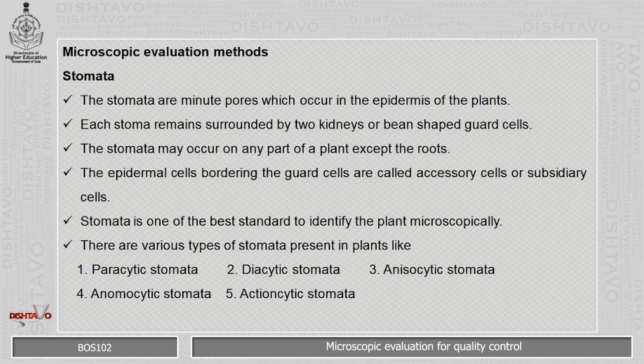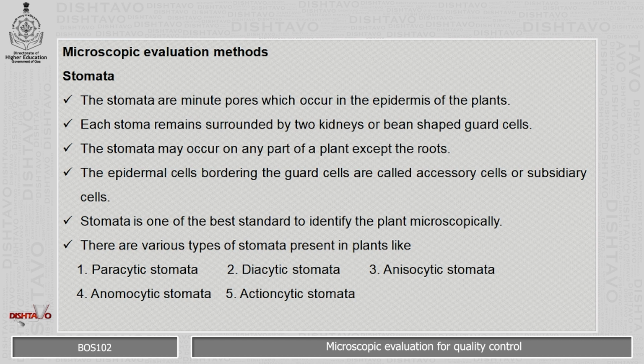That is, the stomata mostly occur on the aerial parts of the plant because it helps in gaseous exchange, whereas the function of the roots is to absorb the minerals and nutrients and pass them to the other parts of the plant. Epidermal cells bordering the guard cells are called accessory cells or subsidiary cells. Now, stomata is one of the best standards to identify the plant microscopically because the type of stomata present may vary from plant to plant.